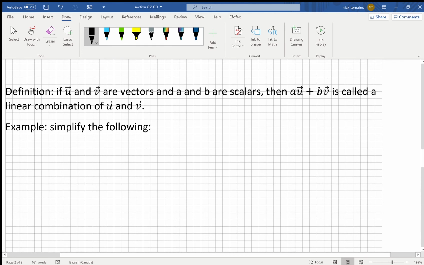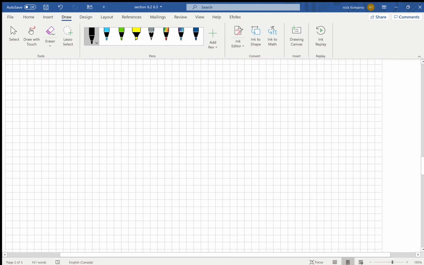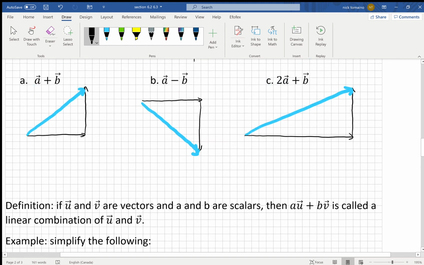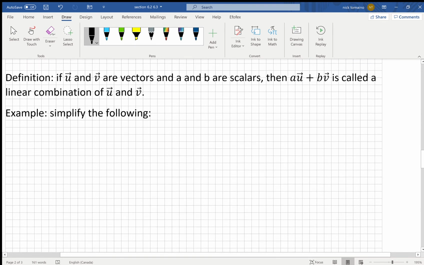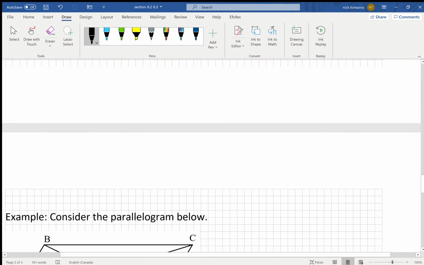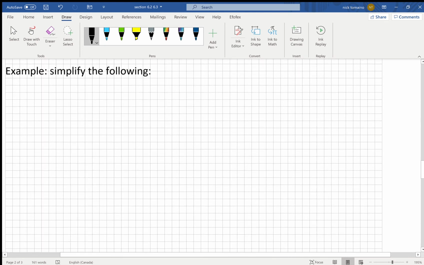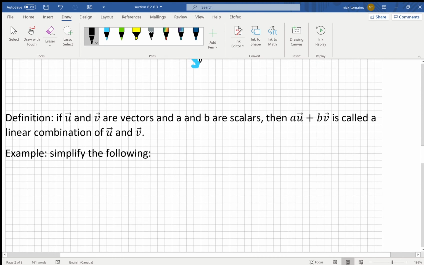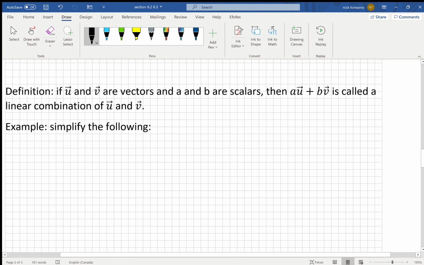This one right here is just a definition. It says if U and V are vectors and A and B are scalars, scalars just mean numbers, then A times U plus B times V is called a linear combination of U and V. And now for the example. Simplify the following.